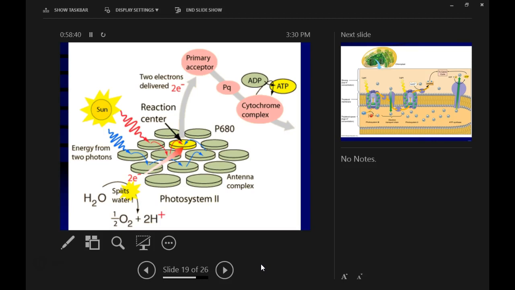So that's where the ATP comes from. It's the same mechanism that we saw in aerobic cellular respiration. That's where the ATP comes from. So here's a nice little picture of it. Let's take a look at this one here.